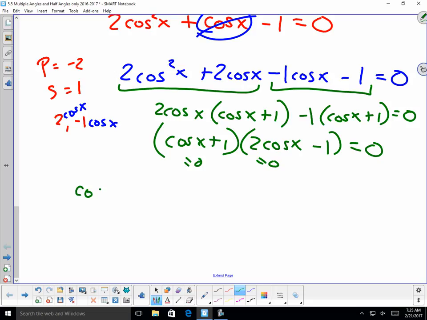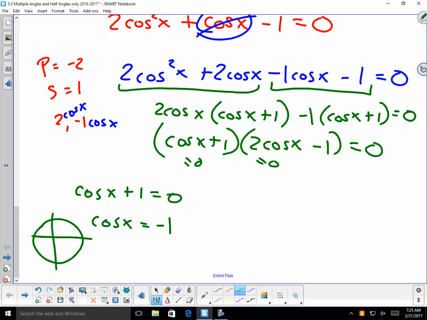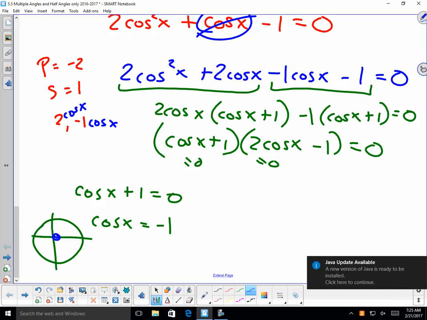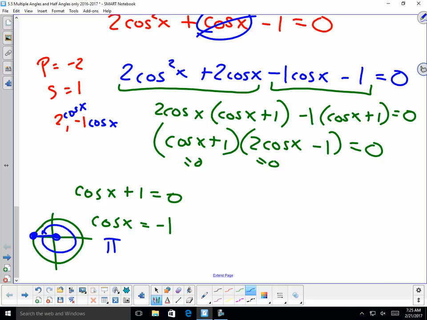So I have cosine x plus 1 equals 0, which is the same as saying cosine x equals negative 1. And where's the cosine x equal to negative 1? Well, that would be on our unit circle. That's going to be here at pi. And of course, I could keep wrapping around and get back to pi again. So I'm going to say pi plus 2 pi n, where n is any integer.